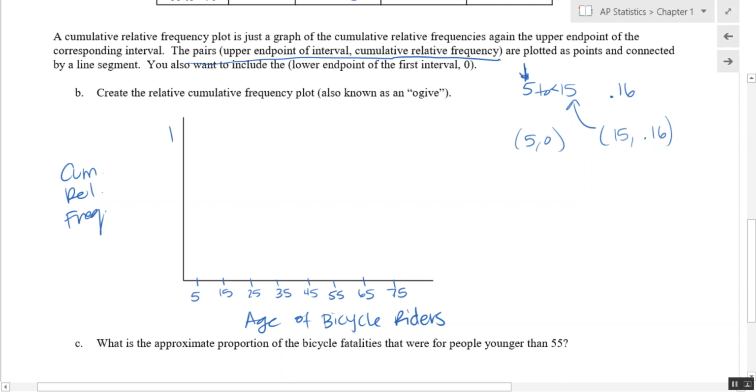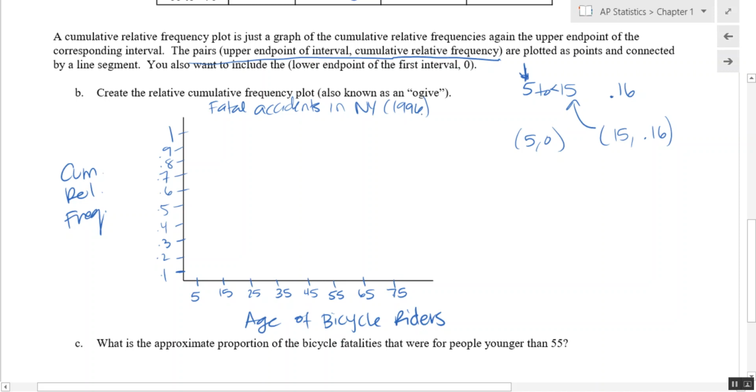Let's try that again. So I'm just going to count by 0.1. Okay, and I'm also going to put a little title. This is fatal accidents in New York, and this is in 1996.